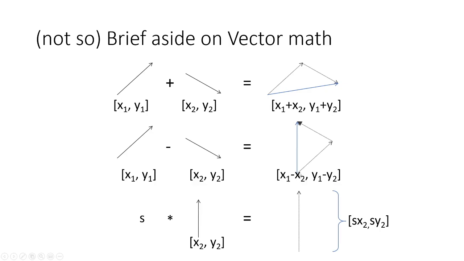But the math looks like this. We say x1 minus x2, and y1 minus y2. And then again, we would say z1 minus z2, and it would move in the third dimension as well.